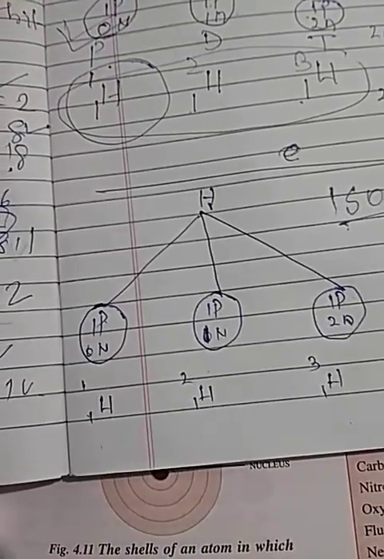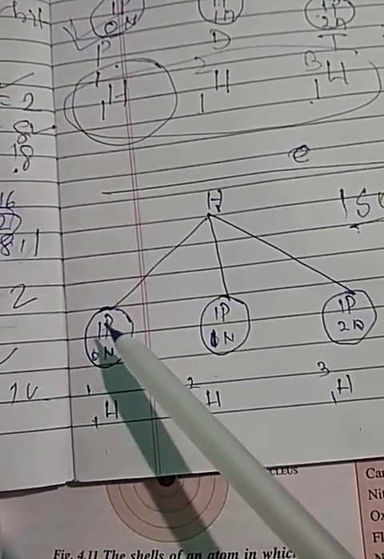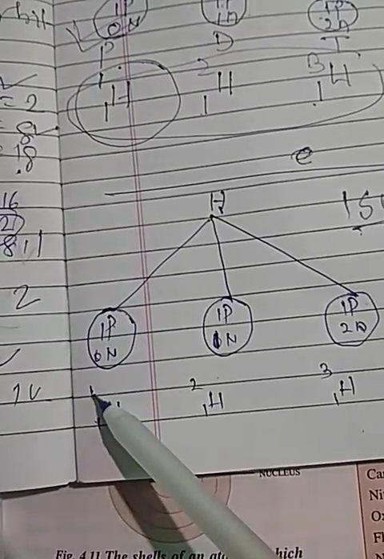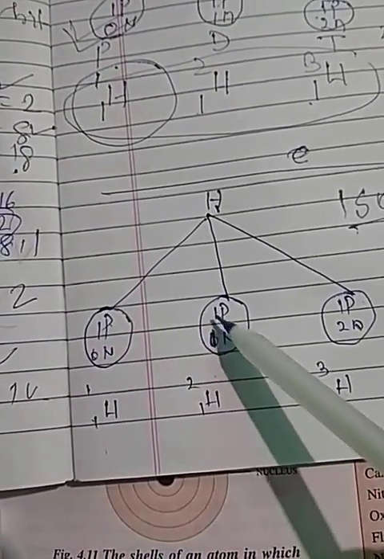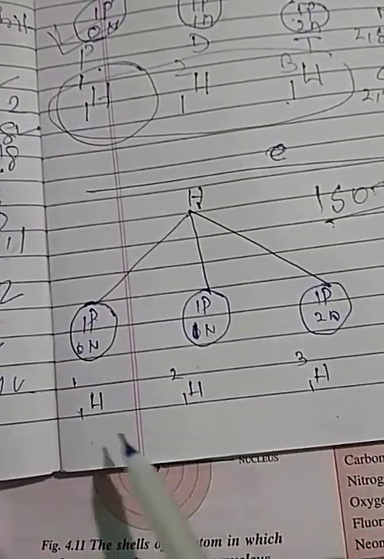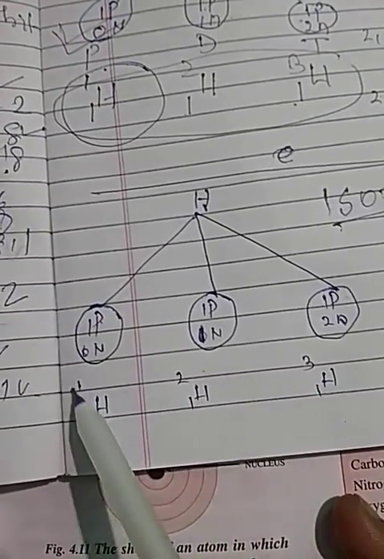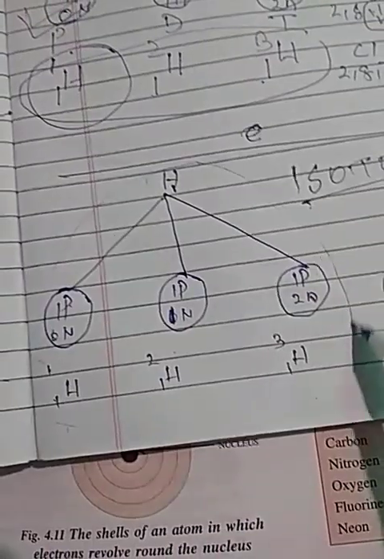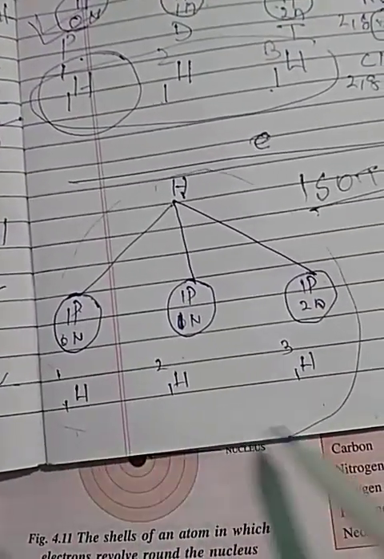Then what is mass number? Sum of proton and neutron. So what will be the sum? 1. What will be the sum here? Proton and neutrons? 2. Here will be 3. Now here is the definition. This is the definition of isotopes.